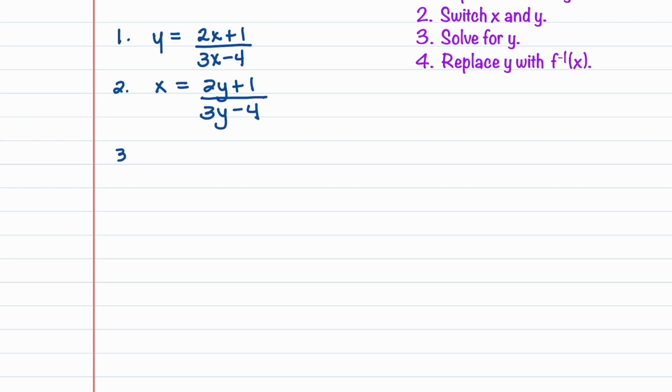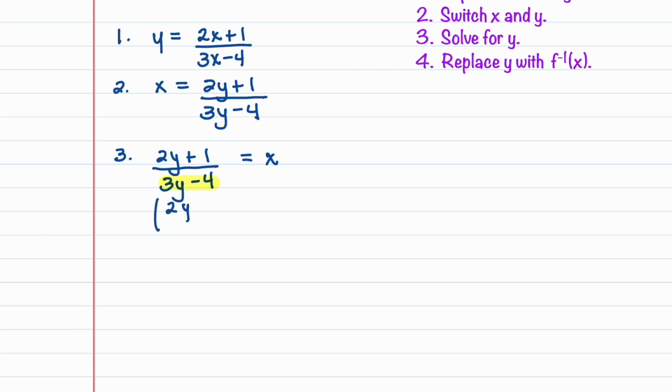In step 3, we're going to solve for y. So let's change both sides of the equation. For this problem, it doesn't really matter if we do this, but I'm going to do it just to be consistent. And on the right-hand side, we get x. Now, to solve for y, what we want to do is get rid of this denominator. So we're going to do that by multiplying both sides of the equation by 3y minus 4. So let's go ahead and do that.